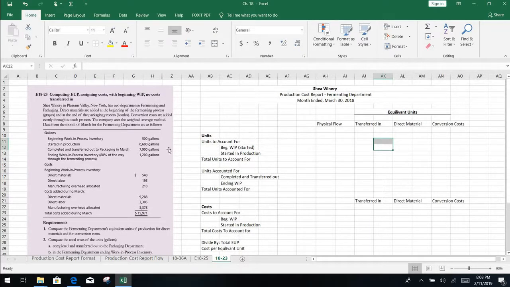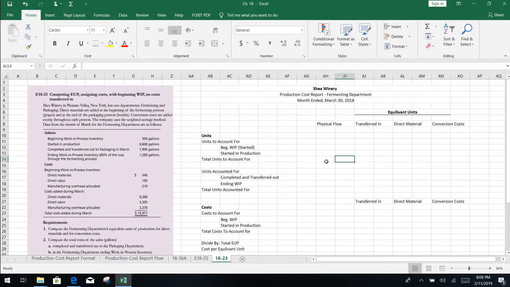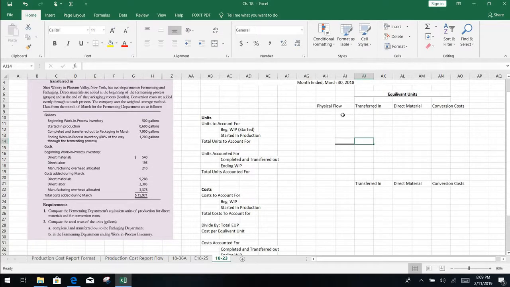Now we can start putting in the values, but I like to format the cells so that way I know what is being added. And so everywhere I see a total, I like to put a total. So that's a top and double bottom there. And these will not be used. So let's go ahead, now that we know that's added, let's go ahead and put in the units.